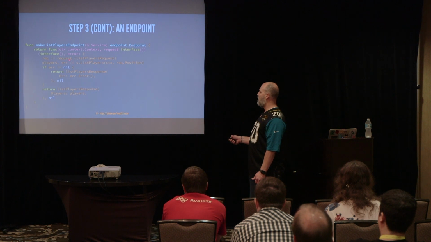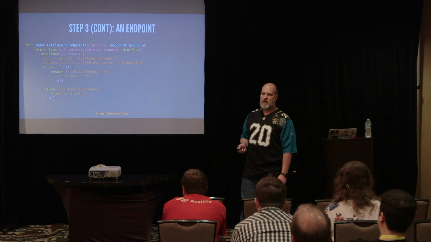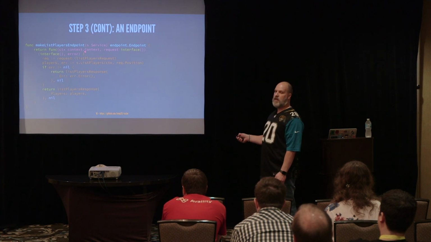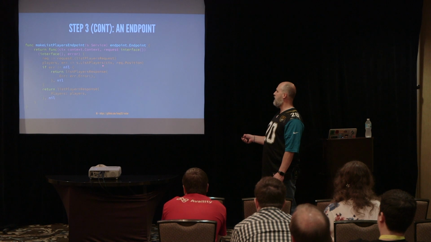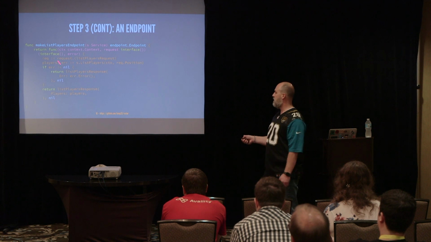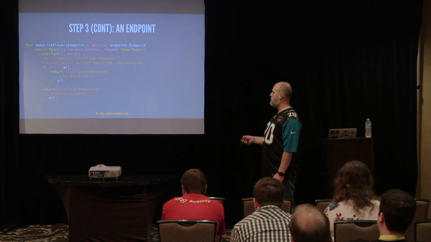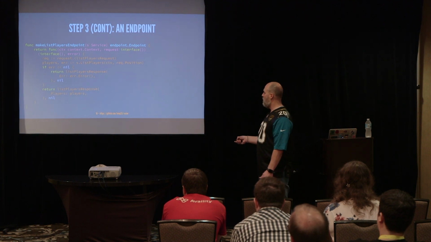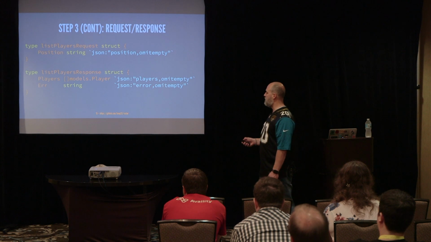And what we'll do is we'll take in our request, and this is kind of like a cast. It's called a type assertion. We will take that into a format that we need, our list players request. We will call our service's list players function, passing any position that was passed in the request. And then if there is an error, we'll return a structure that contains the error. Otherwise, we'll return our players.